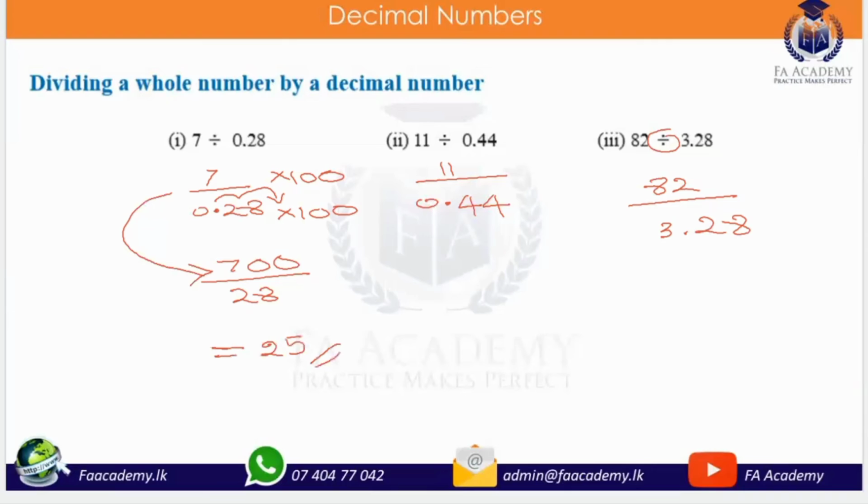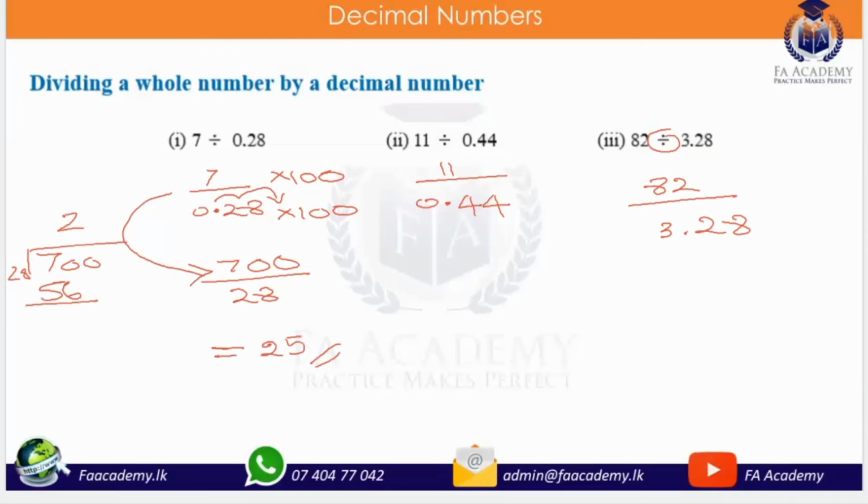You can try doing a long division. It's very easy. I'll just show you the first one. 700 divided by 28. You can see how many 28s are there in 70. Simply 2. So 28 times 2 is 56. You can multiply and check that.